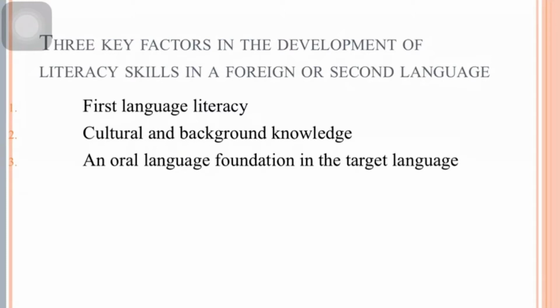And then the second, cultural and background knowledge. A child whose schemata do not accord with the ideas in the text will have greater difficulty reading than a child who brings the same knowledge and cultural background as the text. Vocabulary carries a large part of language speakers' cultural and background knowledge.